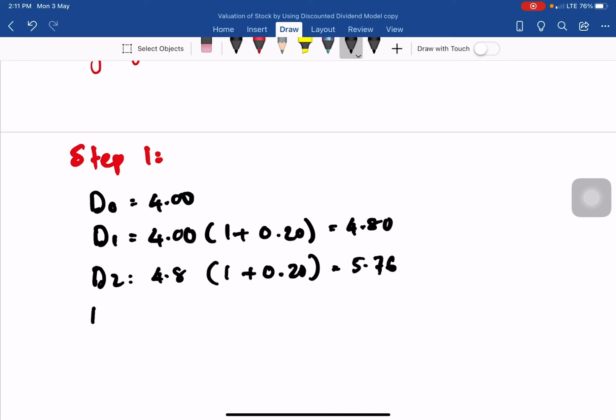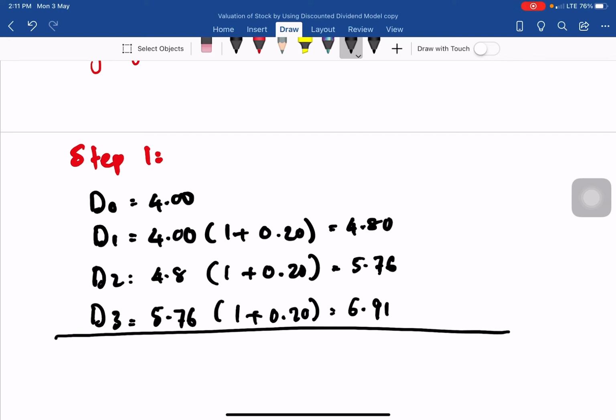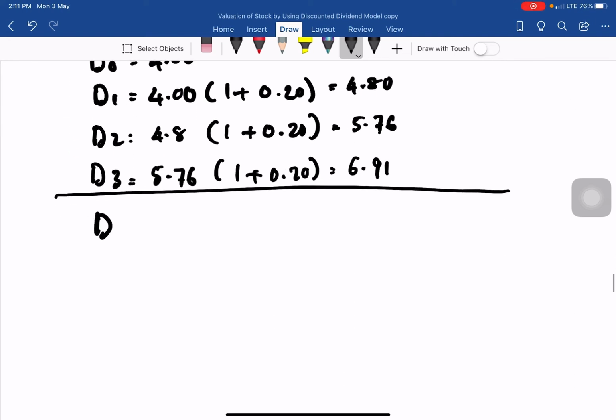And then D3 is equal to RM5.76 times 1 plus G, 1 plus 0.2. Okay, so this one is RM6.91. Okay, so ini before the G change. Before the G change. Alright, so the D4, kenapa we calculate the D4? Sebab kita nak calculate the PN nanti. PN kan DN plus 1 kan. 3 plus 1 is equal to D4 kan. So kita calculate siap-siap.